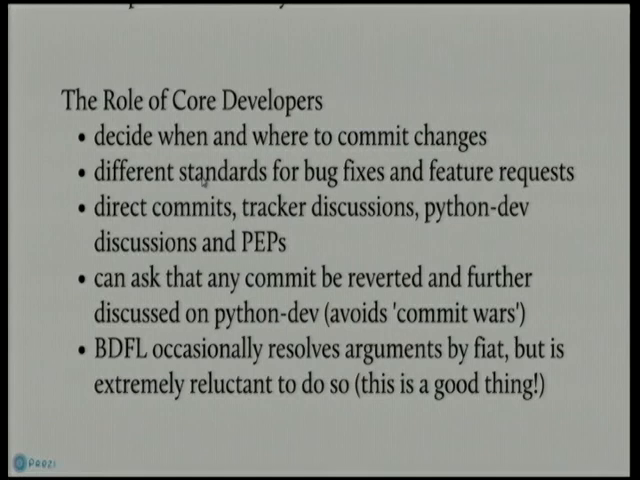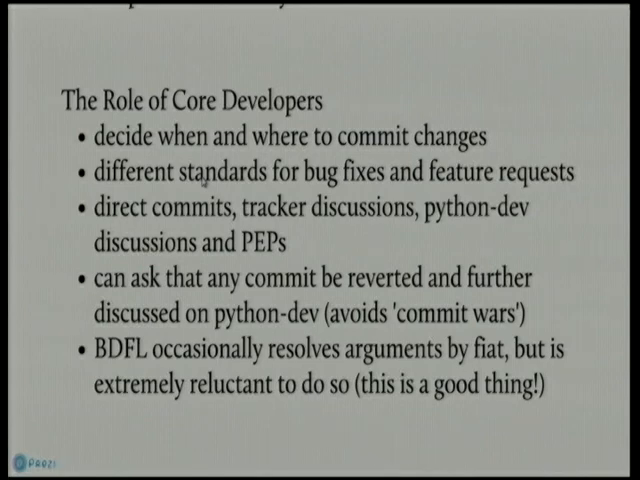And so the role of core devs, the big thing is we get to decide when and where to commit changes. We get to decide how much of a discussion is needed. We can commit stuff directly. We can say, oh, well, we need to put this on the tracker and discuss it. It needs to go to Python dev, or it needs a full Python enhancement proposal. And one of the big things we can do as devs is, on any commit, we can say, look, I don't think that's a good idea, please revert it, and we'll take it to Python dev and discuss it.